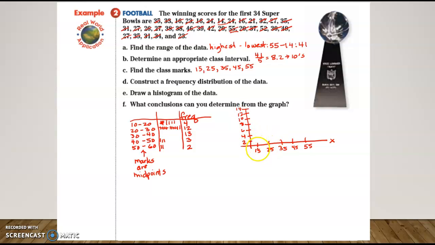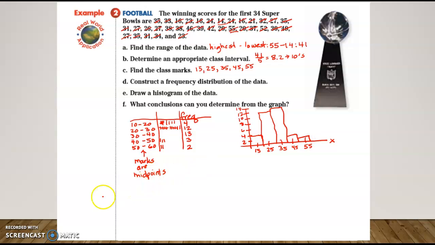So for 15, your marks, we would have 4. Okay, and we go halfway to halfway. 25, you have 12. It would also go halfway to halfway. 13 is a little bit bigger than that. 3 drops back down here. And then 2 looks just like that.